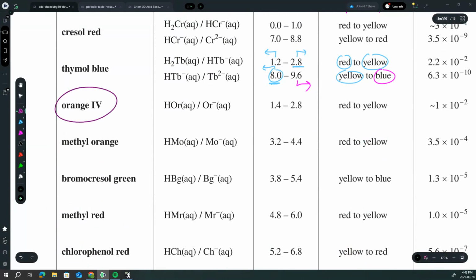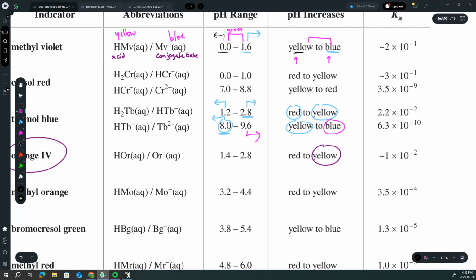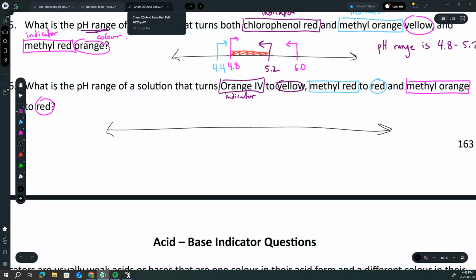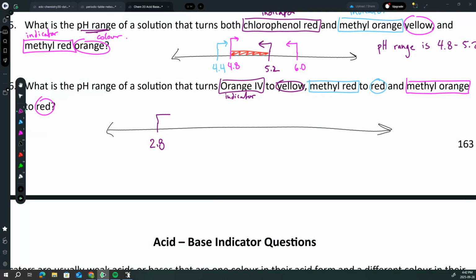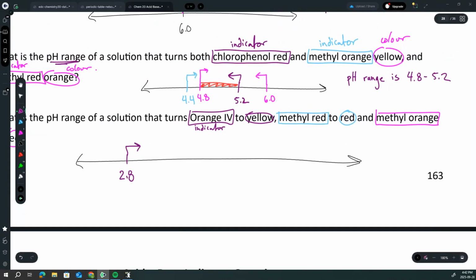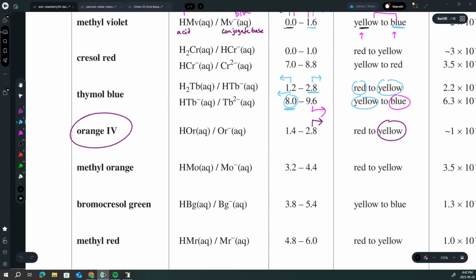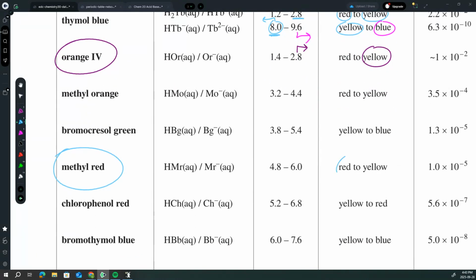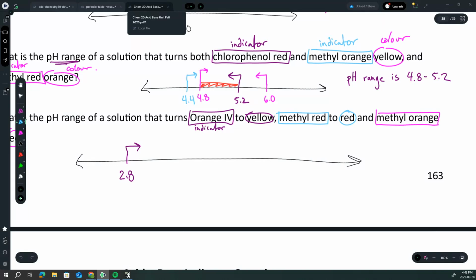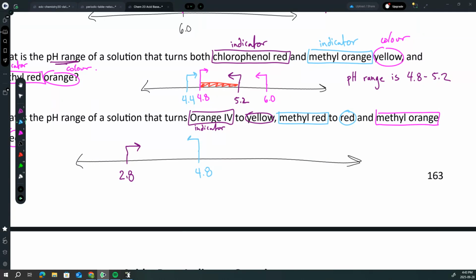Orange 4 turns yellow, so right-hand color, right-hand number, so 2.8 and above. So I'm just going to go right here and above. Okay, that's the first one. Now we're on to methyl red. It turns red. So methyl red is right here, red, so at a pH of 4.8 and below. I'm going to stick it right there, 4.8 and below. That's methyl red done.